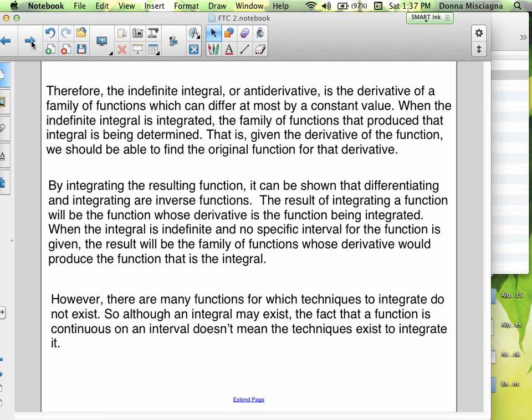Okay. When the integral is indefinite and no specific interval for the function is given, the result will be the family of functions whose derivative would produce the function that is the integrand. When it's the definite integral, we get the area under the curve. However, there are many functions for which techniques to integrate do not exist. So although an integral may exist, the fact that a function is continuous on an interval doesn't mean the techniques exist to integrate it.